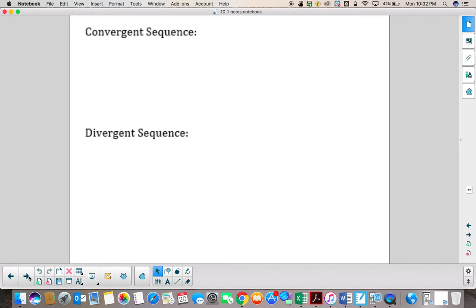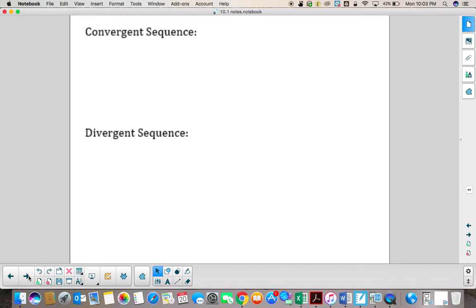Okay, convergent versus divergent. If a sequence has terms approaching a certain number, then it converges. If not, it diverges. If you converge, that means when you plug the numbers into the equation, like the first term, the second term, the third term, you are going to approach a number, such as maybe 0.